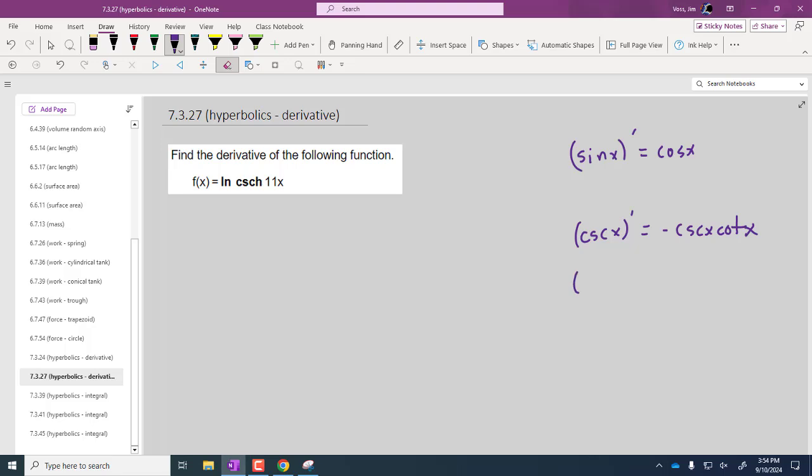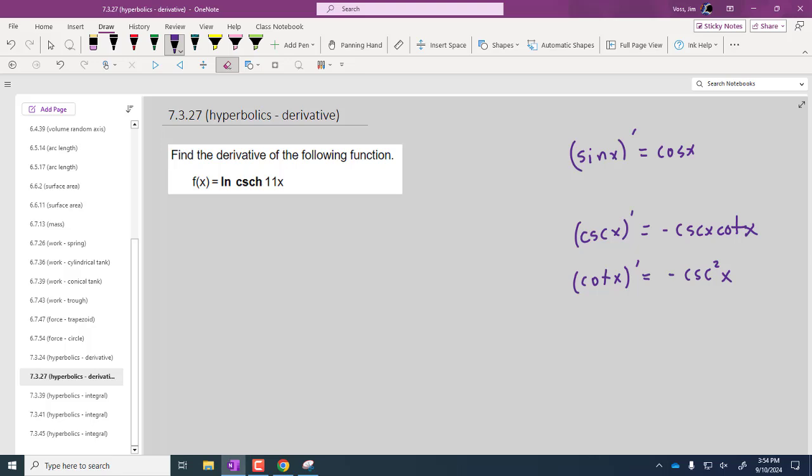What about the derivative of cotangent? Negative cosecant cotangent. No, cosecant squared. Negative cosecant squared. Okay, whatever you need to write down, if you're not 100% sure, write down some things on the side to make sure you're correct.